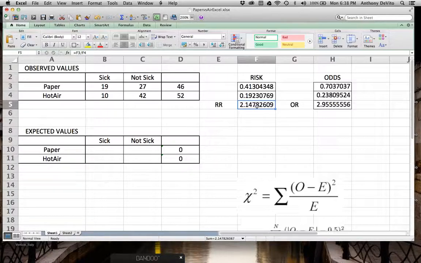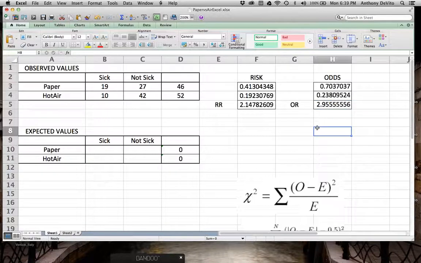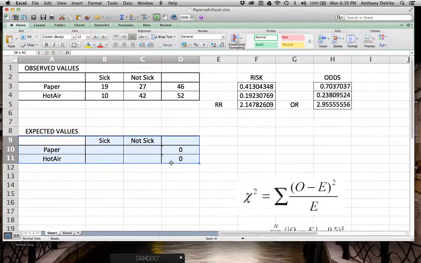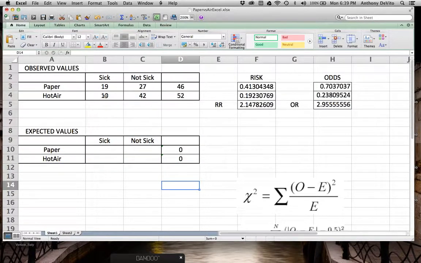So now we would have expected that to be a 1 if there's no difference, or close to 1. We'd expect the odds ratio to be a 1 if there's no difference. Okay, so now we're going to take a closer look at that to decide whether or not that's different enough from 1 for us to reject the idea that there's no difference in risk between using paper and hot air. But before we do that, I'm going to create another 2x2 table, which is going to give me, based on what we see up here, my expected values.